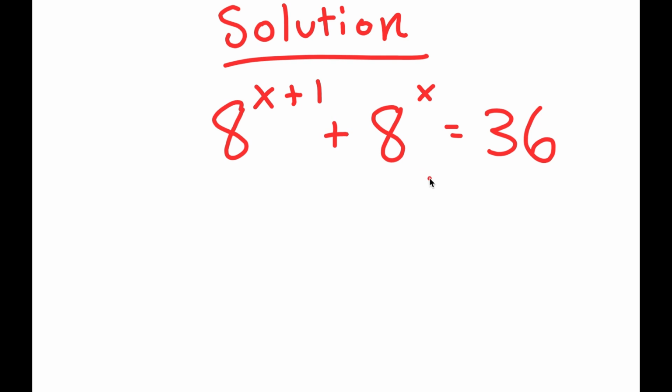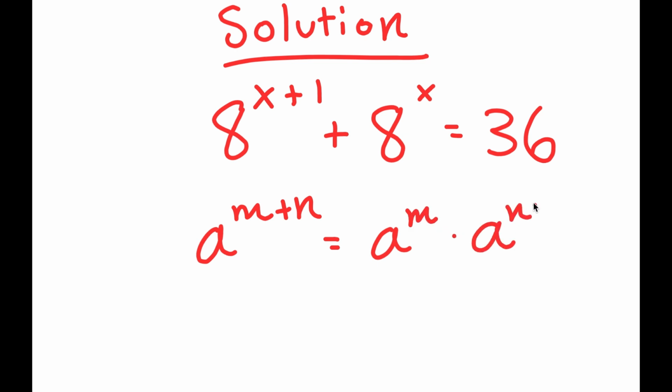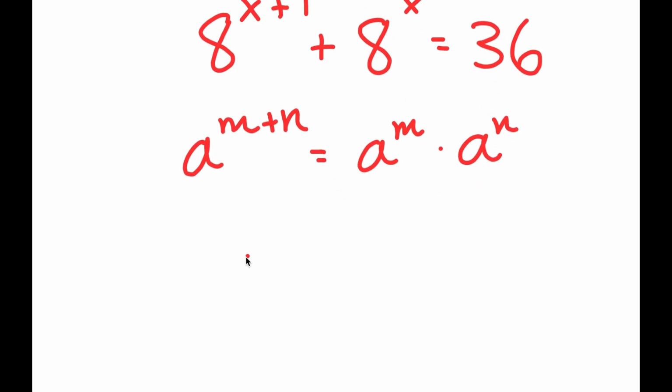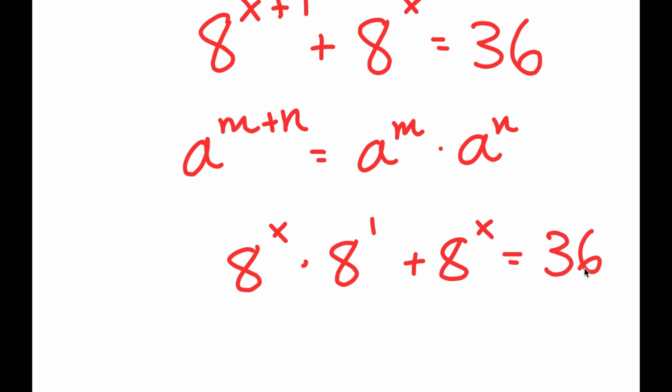So to start, if I have something in the form a to the power of m plus n, this is equal to a to the power of m times a to the power of n. So a to the power of x plus 1 is going to equal a to the power of x times a to the power of 1. Now I have this plus a to the power of x is equal to 36.